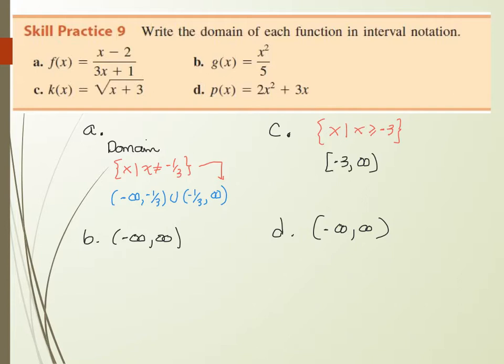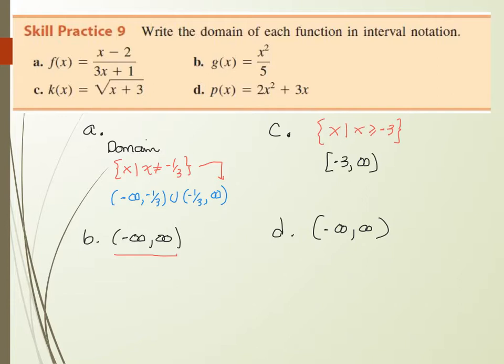Number B, on the other hand, doesn't have any restrictions. X squared does not have any restrictions either in the positive or negative direction. So guess what? It's all real. And here's our notation for the domain for B.